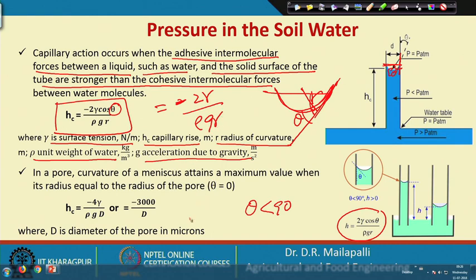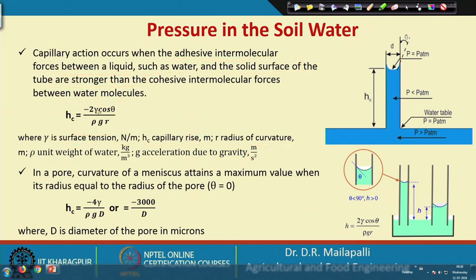Okay. So, that means when theta is equal to 90 degree, this will be 0, that means no rise. So, there is no surface tension, no rise. If theta equal to 0, you get the maximum surface tension, that means H c equal to minus 2 gamma cos theta by minus 2.